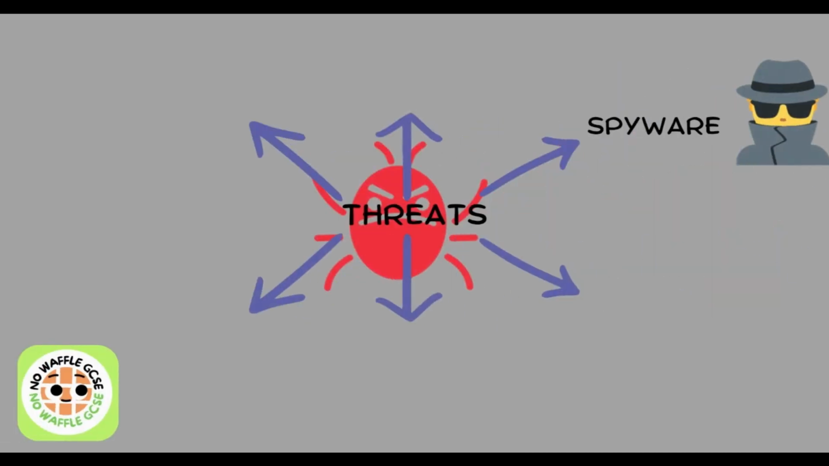Threats. The first one being spyware. So what is spyware? Spyware is something that secretly monitors the user's actions, for example, your key presses, and it then sends this information to the hacker. Now, sometimes it can be useful, for example, you could be typing in your password.